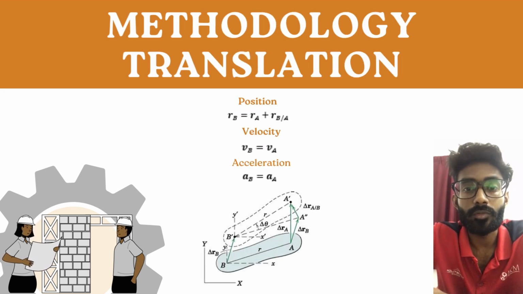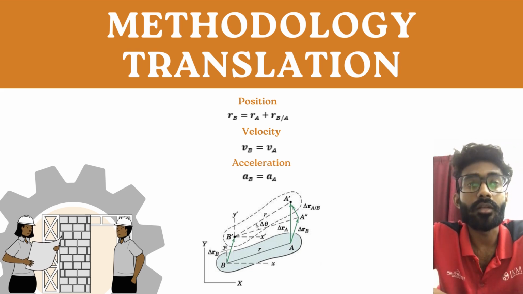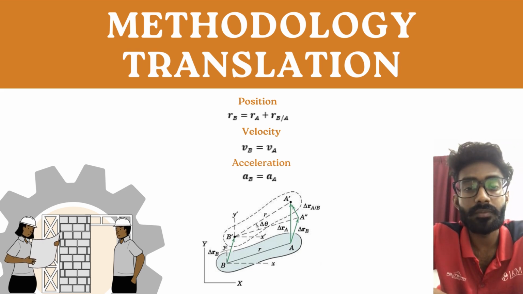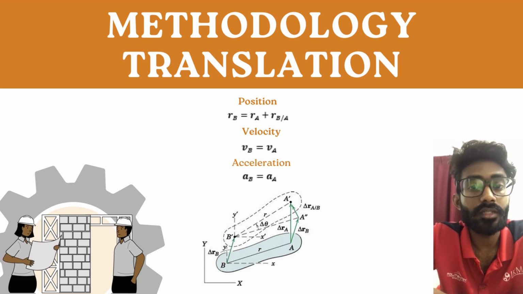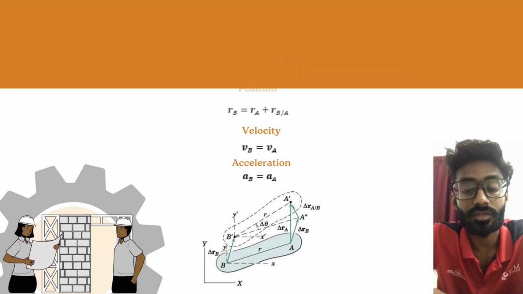Here's the methodology for our project. First, translation considers a rigid body subjected to either rectilinear or curvilinear translation. The formula for the position is rB equals rA plus rB/A, where rA and rB are position vectors and rB/A is a relative position vector. Next is velocity. The formula is vB equals vA, because the direction of rB/A is constant. And for acceleration, the formula is aB equals aA, because curvilinear and rectilinear translation move along with the same velocity and acceleration.